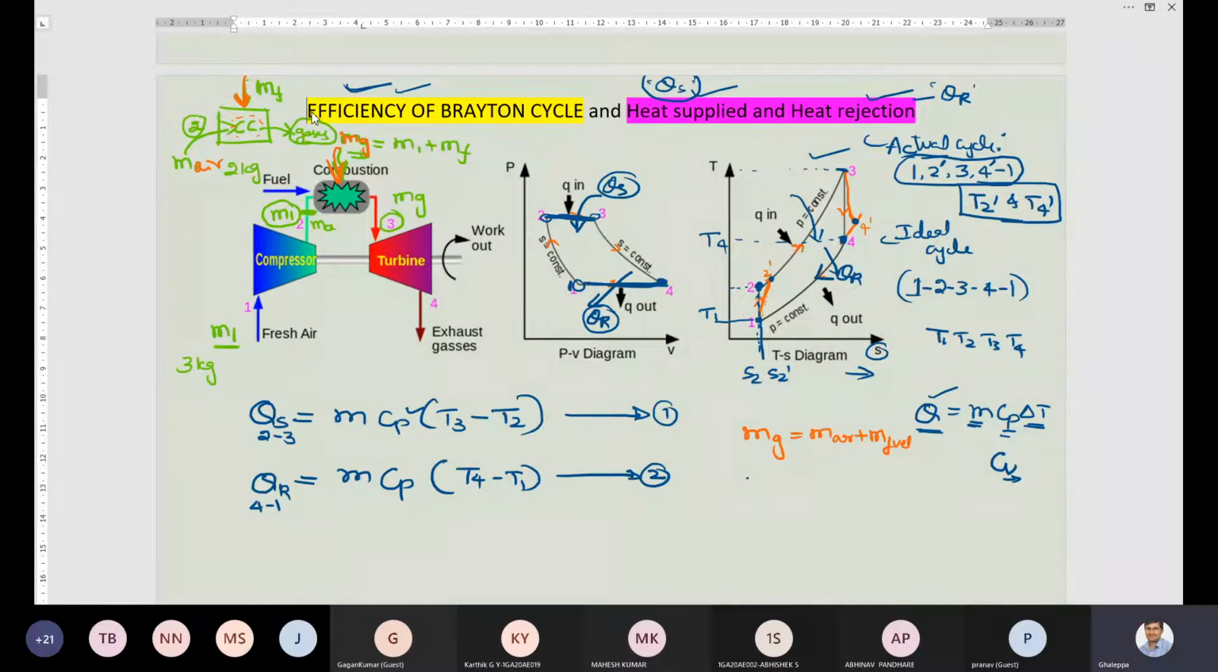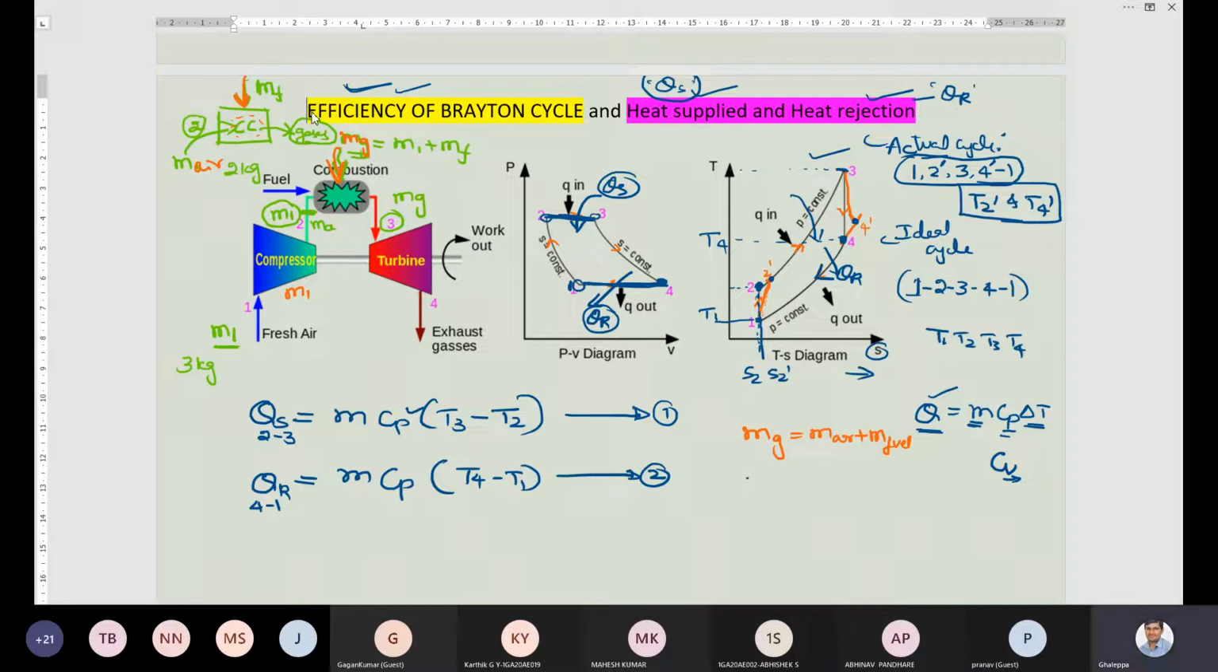Okay, this is for actual cycles. If it is an ideal cycle, then everywhere the mass will remain the same, m1 here, also m1, m2, because we are assuming it is an ideal cycle. So the entire mass flow rate inside the cycle, we will assume it is 1 kg.